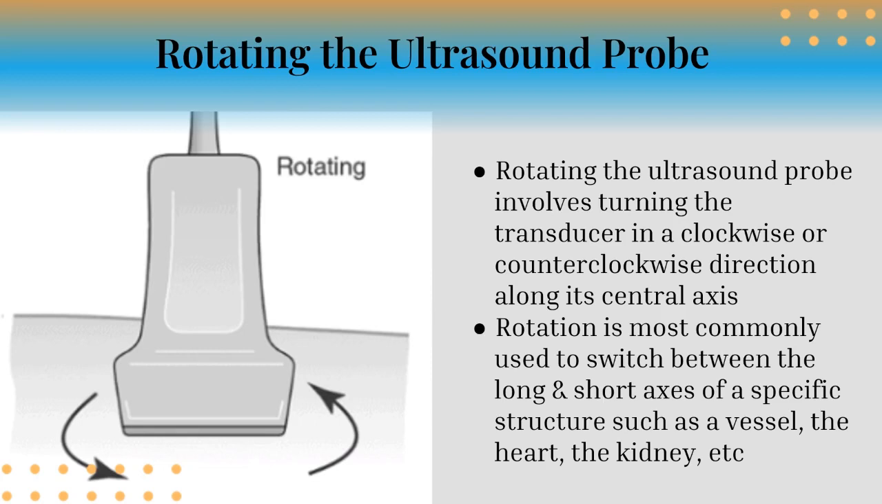Rotating the ultrasound probe involves turning the transducer in a clockwise or counterclockwise direction along its central axis. Rotation is most commonly used to switch between the long and short axes of a specific structure such as a vessel, the heart, the kidney, etc.